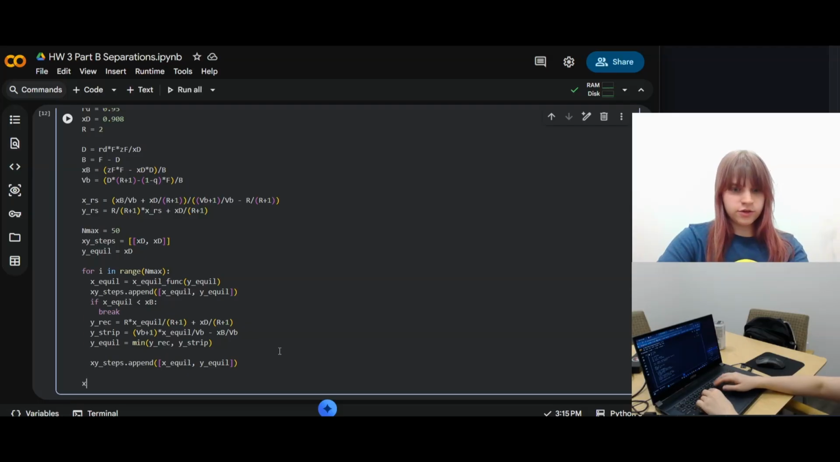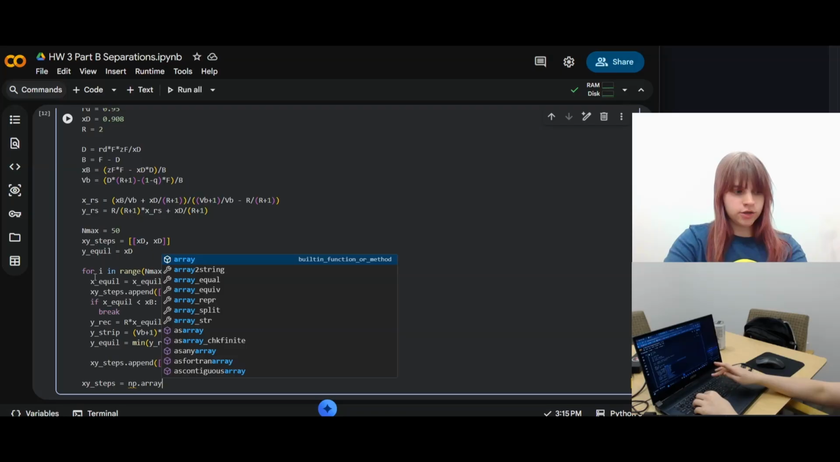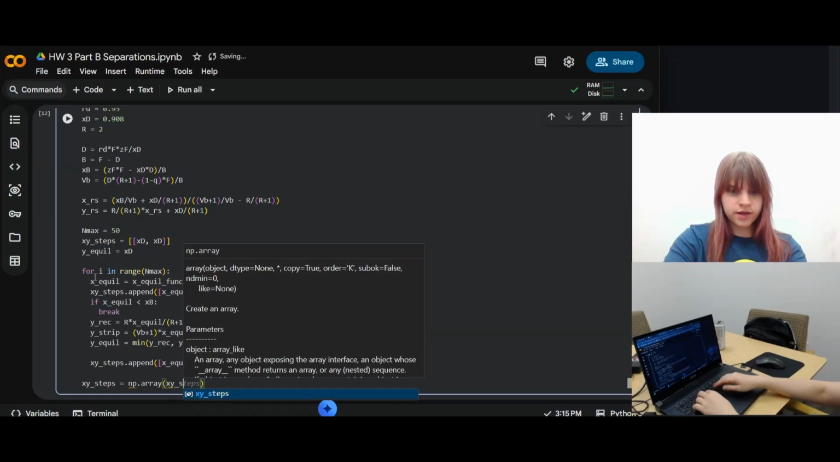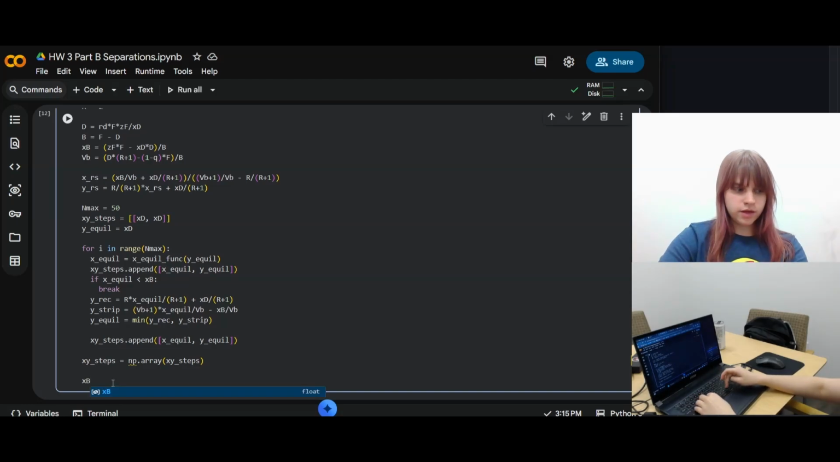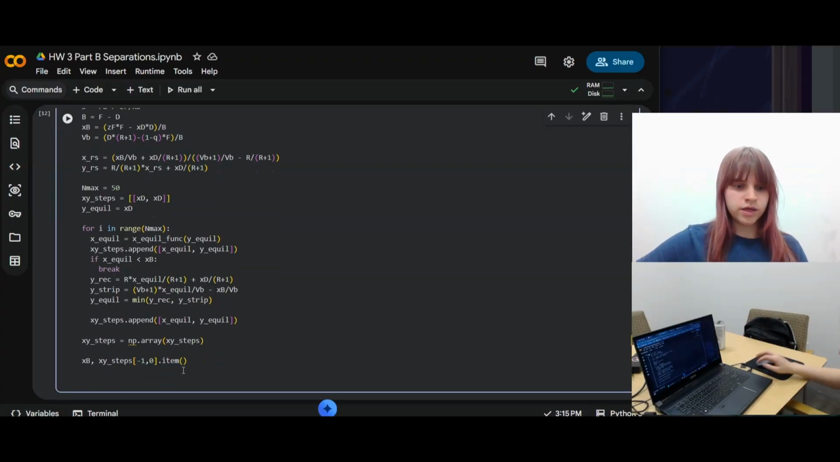Then outside of this for loop, our XY steps, this is kind of a list or array, I guess I should say array of these steps. So we're going to say numpy dot array XY steps. And then XB and XY steps, basically what this is going to do is print the target bottoms value and the actual value that we have. Now it should hopefully be safe to start the plotting.